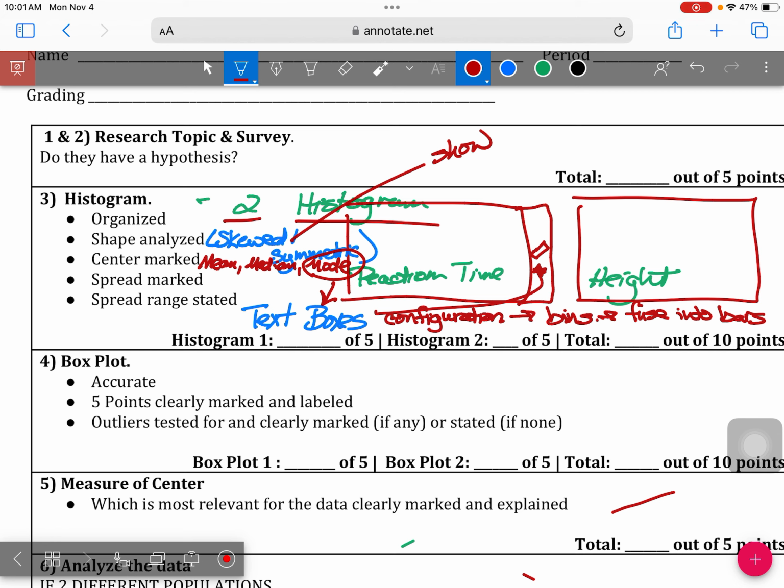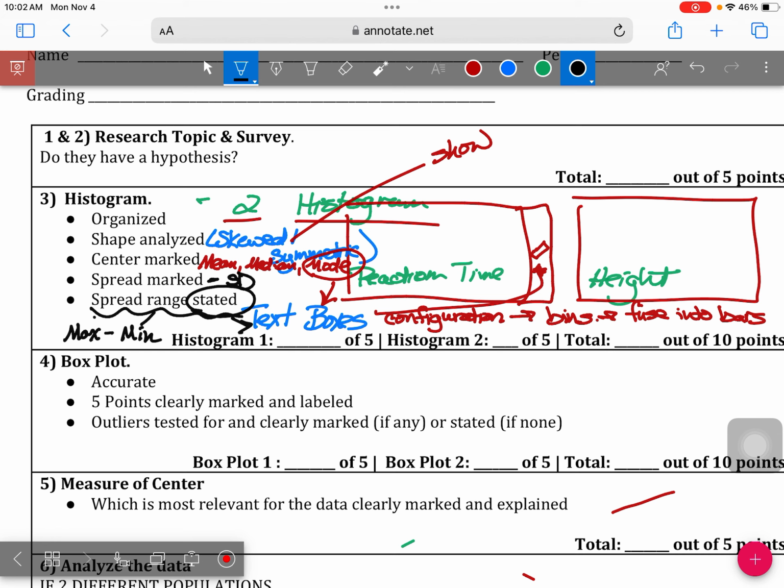Okay? The spread is marked. What is the spread? Now, I didn't use that term very often. That is your standard deviation, your SD. So your standard deviation, you have to have that marked in that histogram. And you want to show the label for that because then it will show it. Spread is marked. Spread range stated. So the range, if you remember, is your maximum minus your minimum. And if you are going to state that, you're probably going to have to state that in the text box. All right?